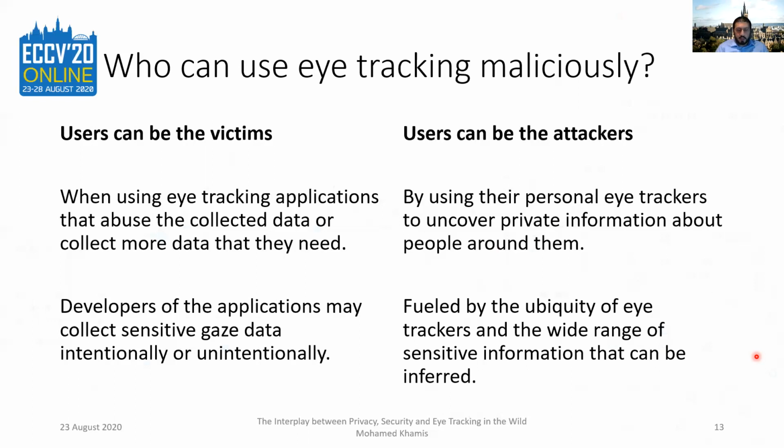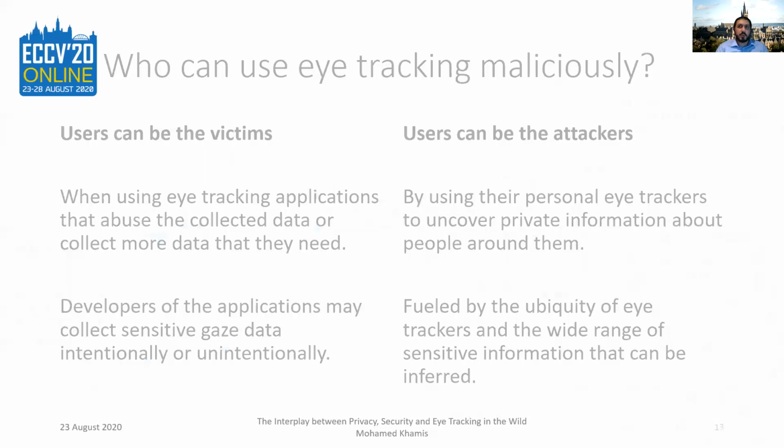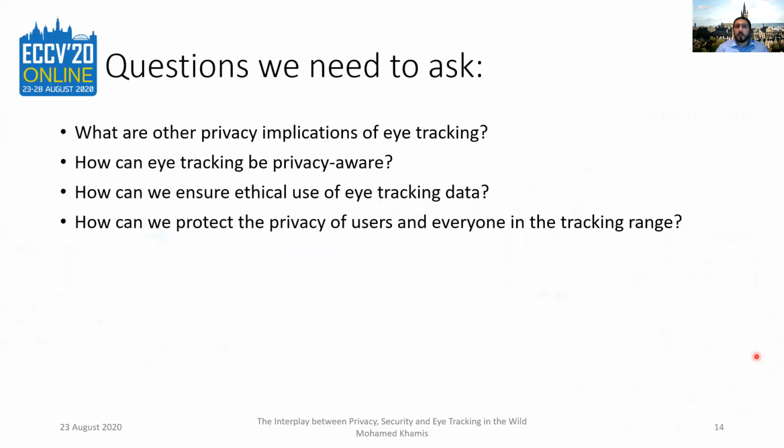So I'm encouraging the eye tracking in the wild community to ask these questions. What are the privacy implications of eye tracking, how can we make eye tracking privacy aware, and how can we ensure the ethical use of eye tracking? My aim here is to highlight that researchers need to address the privacy implications of eye tracking before it's too late. By too late, I mean when everyone has access to this technology and could use it in a bad or a good way. So this is a call out to the community to start putting these questions into consideration. And the last question I have here is, how can we protect the privacy of users and everyone in their tracking range?